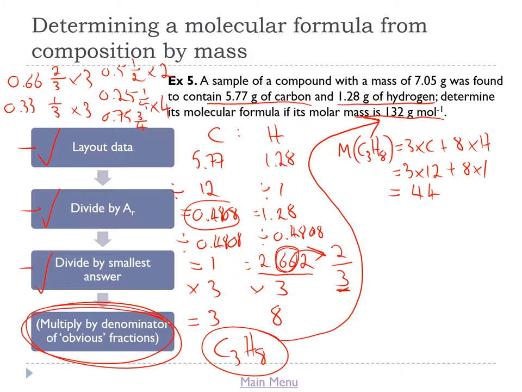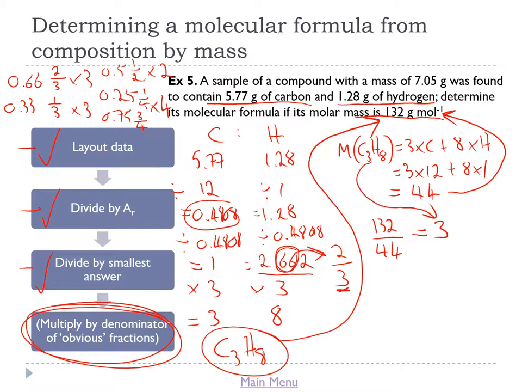Now, we're going to see how many times that mass of 44 fits into 132. So the only way to do that is to divide. So we're going to do 132 over 44. That equals 3. So what that tells me now is that the empirical formula fits into the molecular formula 3 times.